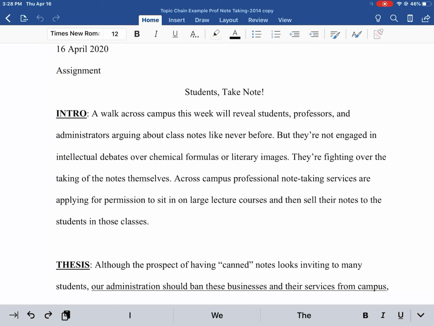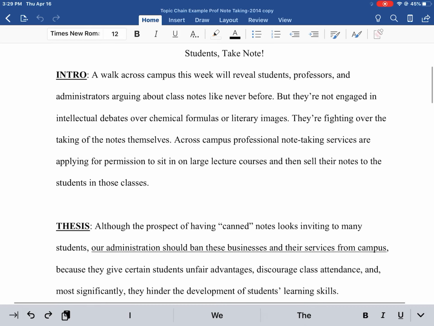So your intro is a hook. A walk across campus this week will reveal students, professors, and administrators arguing about class notes like never before. So please don't use general statements like, there's a big controversy about class notes in the world today. Ugh. Blah, just shoot me. Make it a scenario, make it real, make it active, use description, use stats, quotes, something exciting. They're not engaged in intellectual debates over chemical formulas or literary imagery. They're fighting over the taking of the notes themselves.